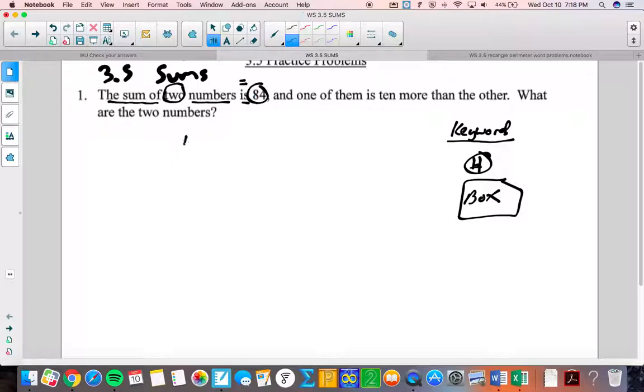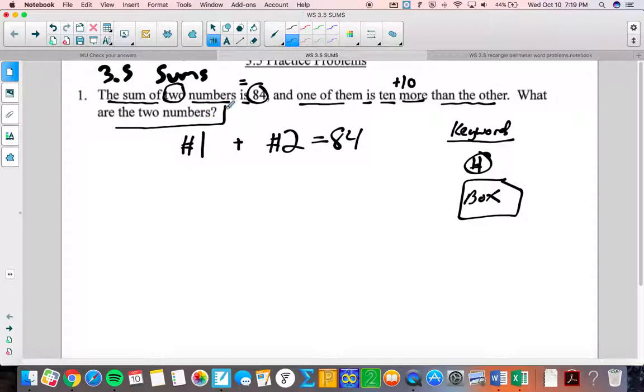So right now I could actually say number 1 plus number 2, because there's two numbers that we're adding. They sum to equal 84. They add to equal 84. Now one of them is 10 more, so that means plus 10, than the other. What are the two numbers? So I need to answer what the two numbers are.